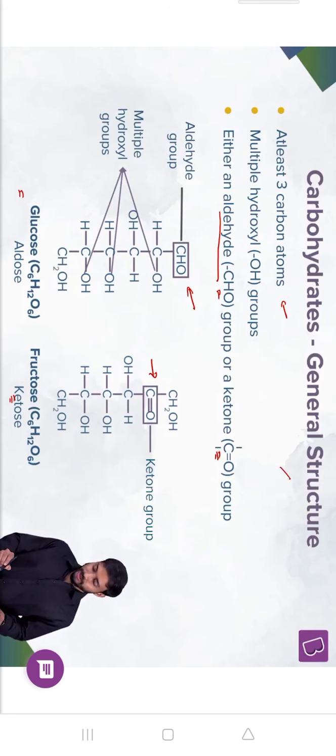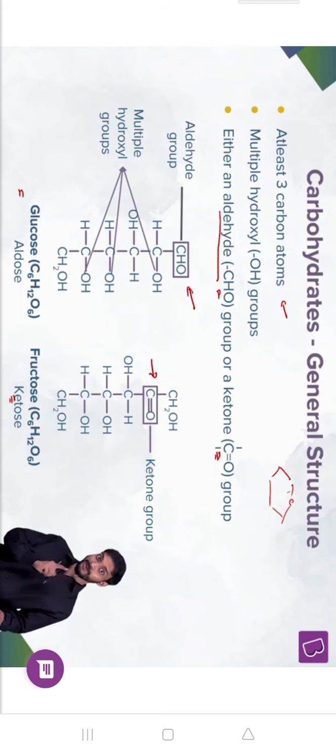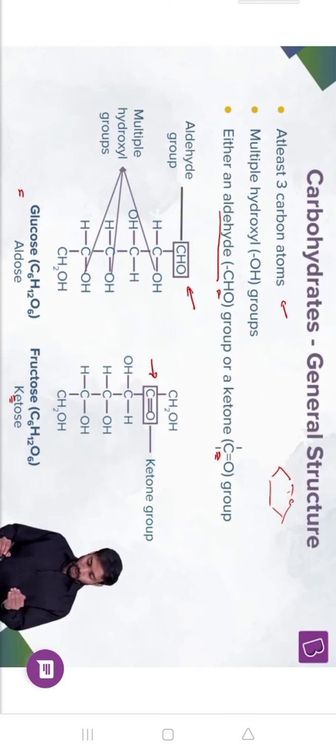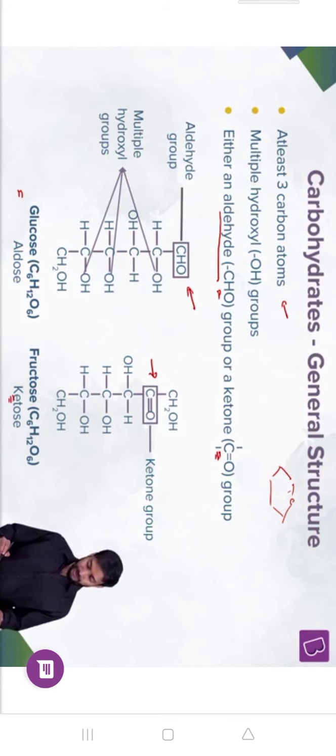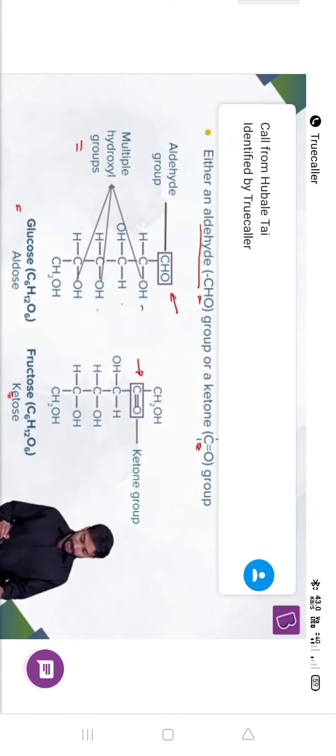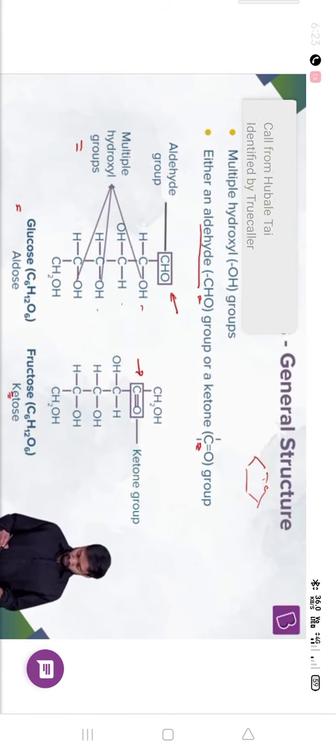You might have seen some circular structure of glucose like this, correct? We will talk about it. Today you're going to learn about it. Yes. So, glucose. This is the aldose. Fructose. It's a ketose. Got it? Can you see the multiple hydroxyl groups over here? Fine. Got it? Great.